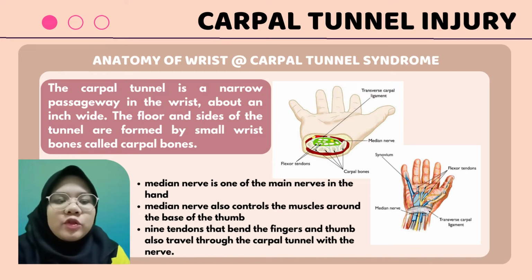It separates into several smaller nerves along the way, particularly once it reaches the palm. These nerves allow for feeling in the thumb, index finger, middle finger, and half of the ring finger. The median nerve also controls the muscle around the base of the thumb. The 9 tendons that bend the fingers and thumb also travel through the carpal tunnel with the nerve. These tendons are called flexor tendons because they flex the fingers and thumb.